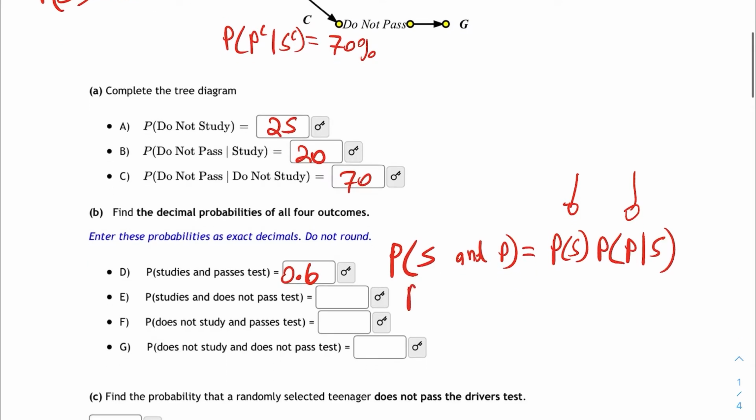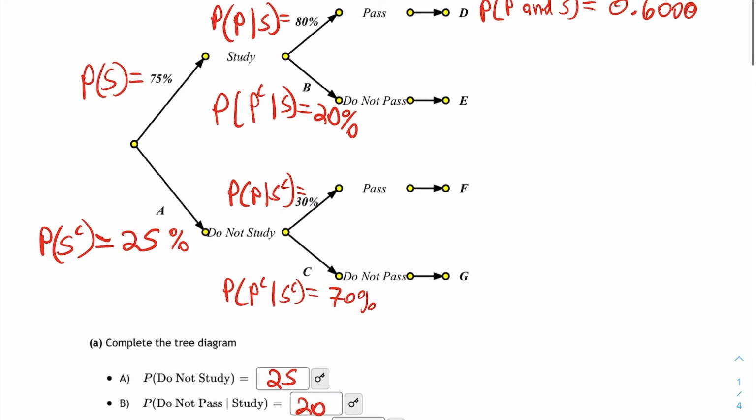So for instance, the probability of studying and not passing the test, the complement of passing, is equal to the probability of studying, which we already know we have, times the probability of not passing, given that you studied. And that's a piece of information we have. That's just this second branch right here. So that's 0.75 times 0.2, which is 0.15. So the probability of not passing and studying is 0.15.